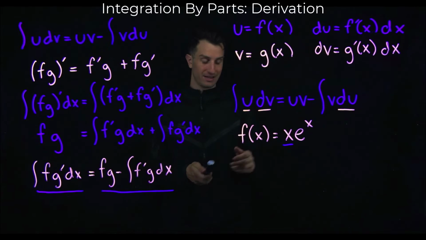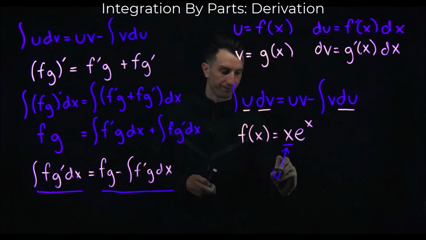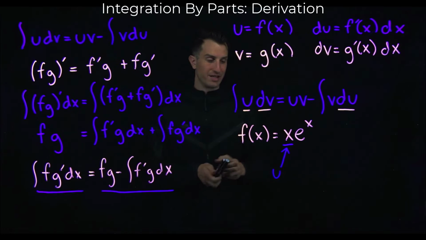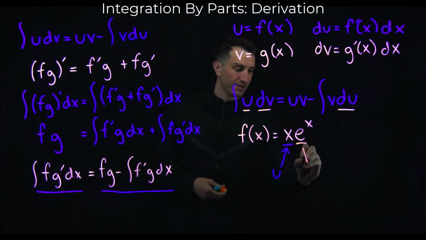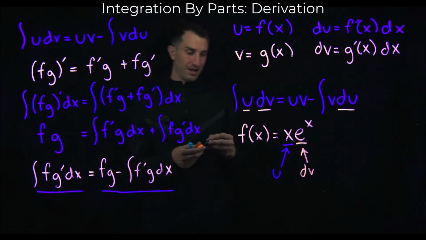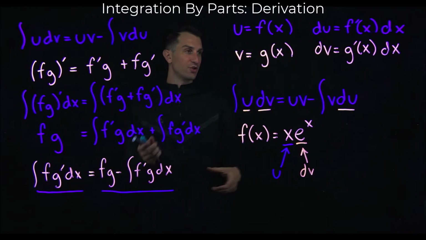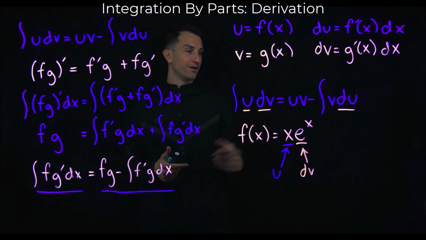Again, I don't expect everyone to grab this on the first try. That's why you go through many examples that we will see in the videos following this. But just so we know, this would be u, this would be our dv, and this is the only hard part: knowing which one's u and which one's dv. Once we have that, there's a very algorithmic way of going about this problem.